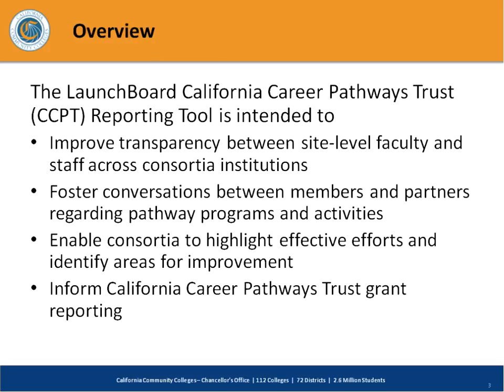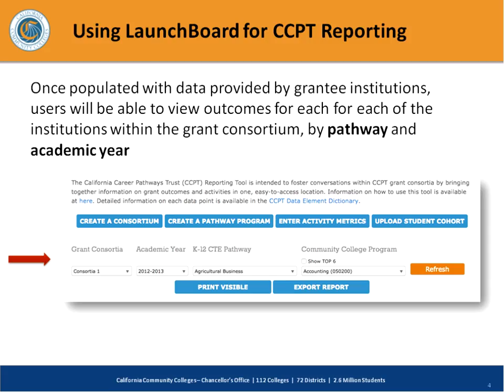The LaunchBoard California Career Pathways Trust Reporting Tool is intended to improve transparency between site-level faculty and staff across consortium institutions, also to foster conversations between members and partners regarding pathway programs and activities, to enable consortia to highlight effective efforts and identify areas for improvement, and also to inform California Career Pathways Trust grant reporting.